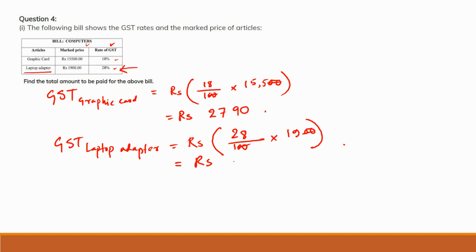So now coming back to the problem, this is 28 times 19. This will give us 532. So what is the total amount paid? This is the question, what is the total amount paid?